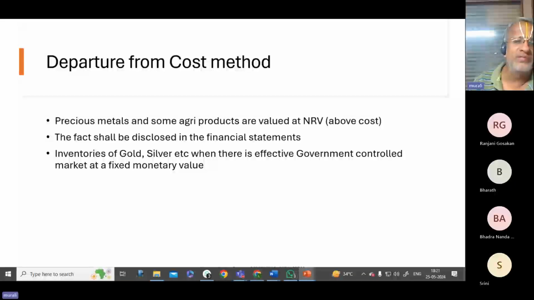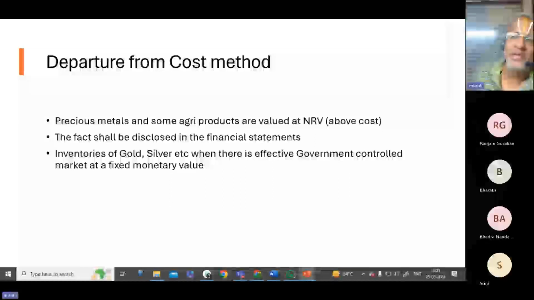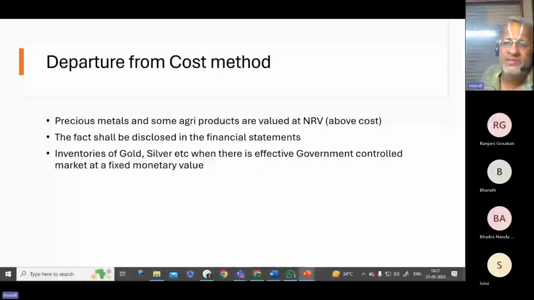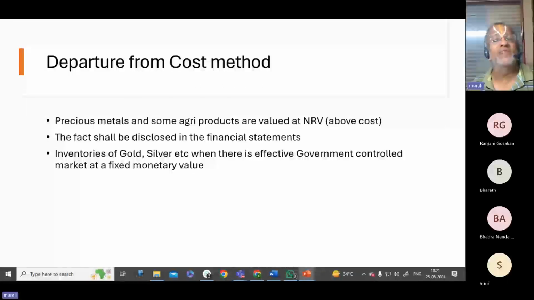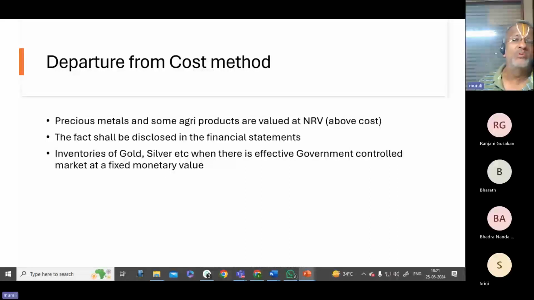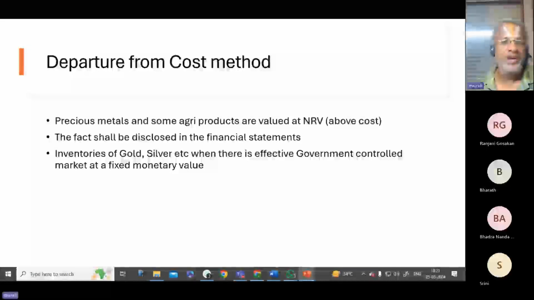So inventories of gold, silver, etc., when there is an effective government controlled market at a fixed monetary value. So when business is being operated, quite naturally in all places, the government intervention will always be there, or there will always be monitoring work the government will be doing. And in some places, it will be a government controlled market only. Because when you find private operators there, they work in the form of a cartel, and they will try to influence the price which will affect their currency. So therefore, for these sort of precious items, government controlling monetary values will be there.